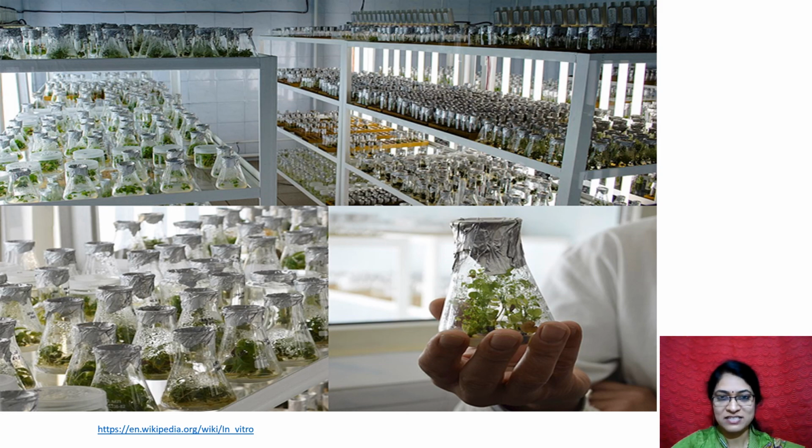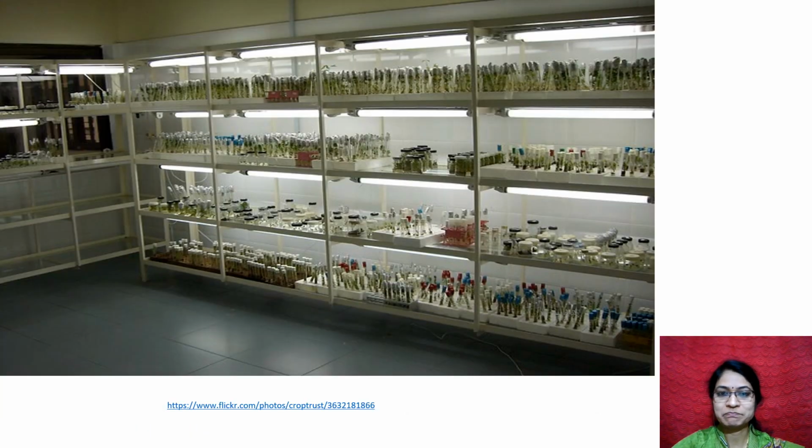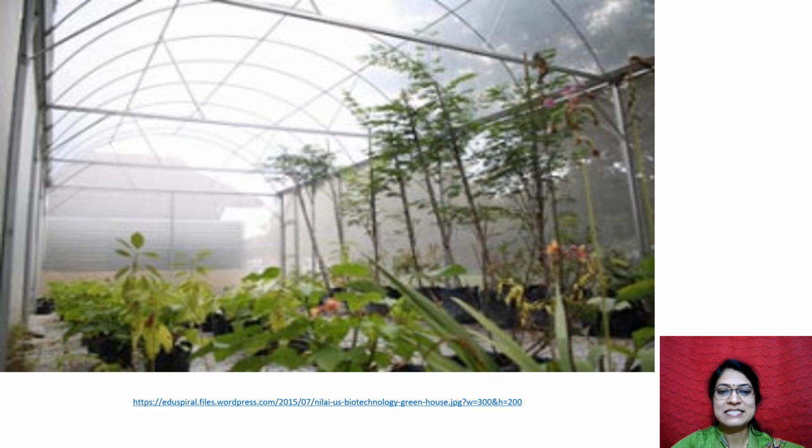Each shelf is fitted with fluorescent light, and some shelves are specialized, fitted with fans. And this is the rack where cultures can be kept. And this is the greenhouse area where plantlets undergo acclimatization.